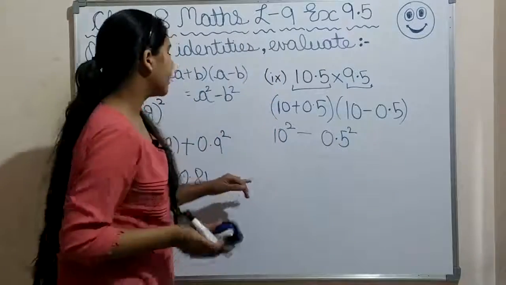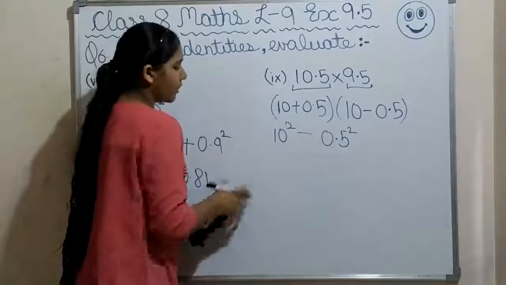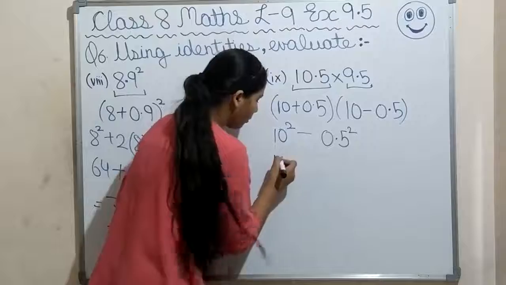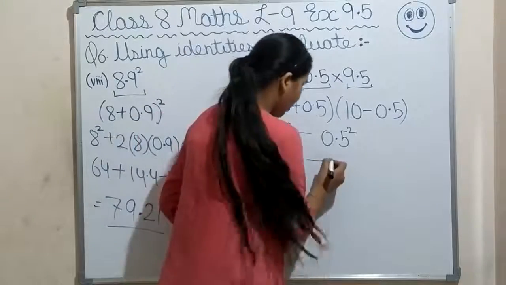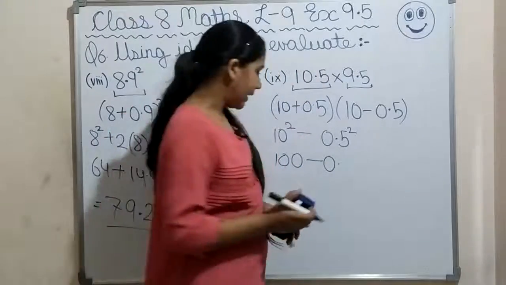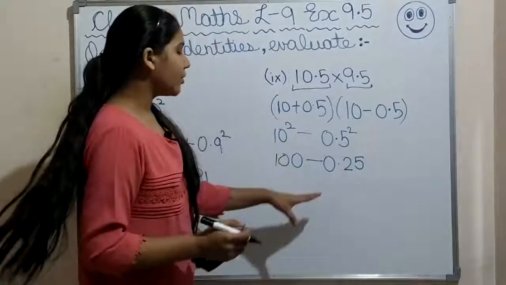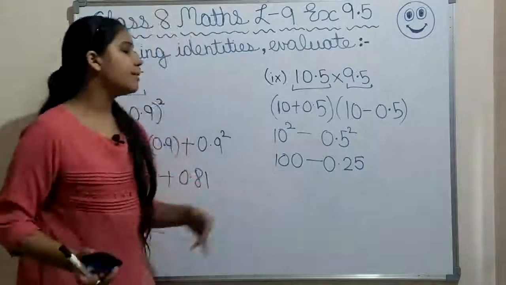Here 10 squared: 1 ones are 1, and 1 zero squared gives 2 zeros, so 100. And 0.5 squared: 0 point as it is, 5 fives are 25. You can do it as it is, or if you want to do it in rough, that is also an option for you. So here 100 minus 0.25.